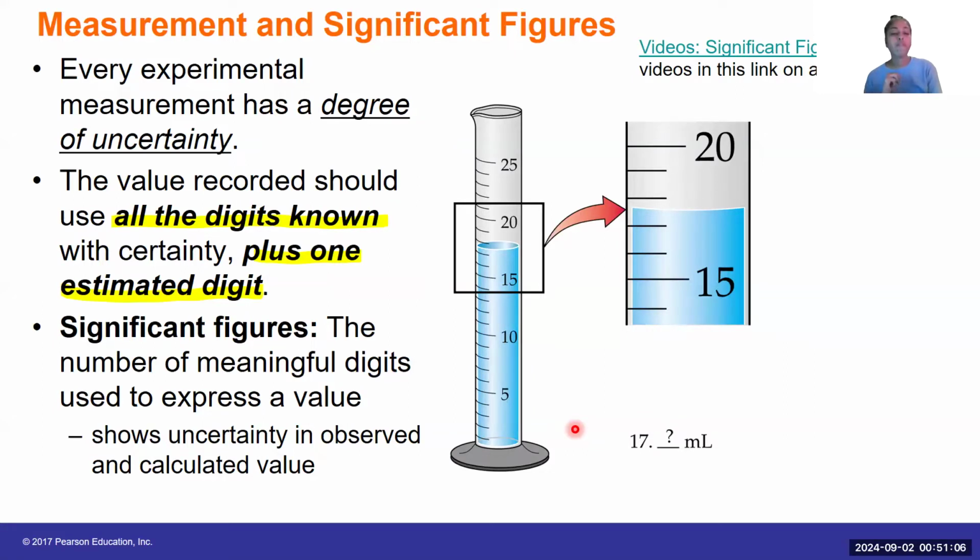It is all of the known digits plus 1 estimated digit. We know the 17. We can read it clearly on our graduated cylinder because we have 15, 16, 17, right? How do we know that this is 17? Because this large unit here is 20. And if I count 15, 16, 17, 18, 19, 20, I know that this line here represents 17. That uncertain digit would be the decimal place. So the significant figures tell you the uncertainty in the observed and calculated values, right? So these are all the meaningful digits that are used to express a value.